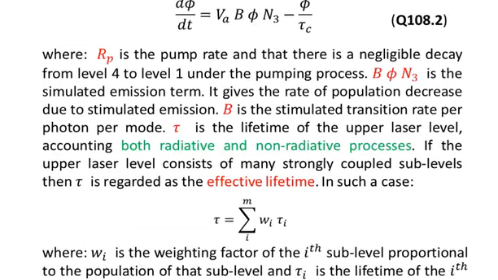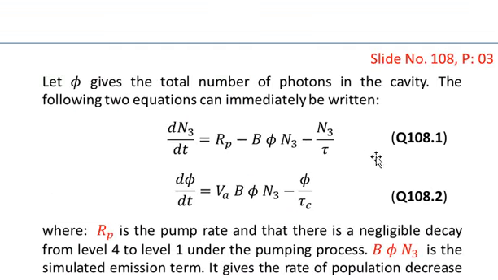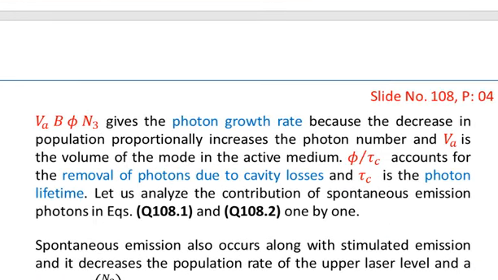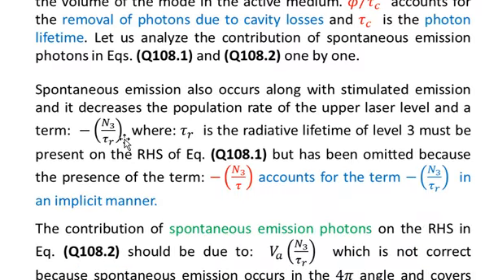So you see that this term, that is minus n3 over tau, is actually taking care of this term, which is minus n3 over tau r, that is the decay in the population of level 3 due to the radiative process. So the term which is present in our equation number 1 on the right hand side, which is minus n3 over tau r, which is minus n3 over tau, shown in red, is actually taking care of this term, which is minus n3 over tau r, in an implicit manner.